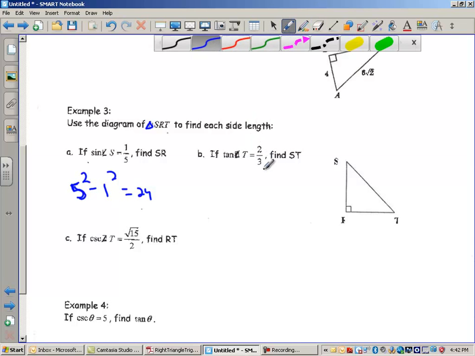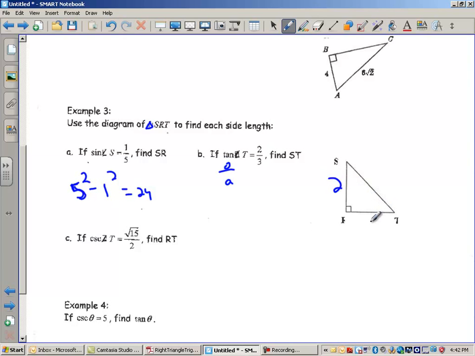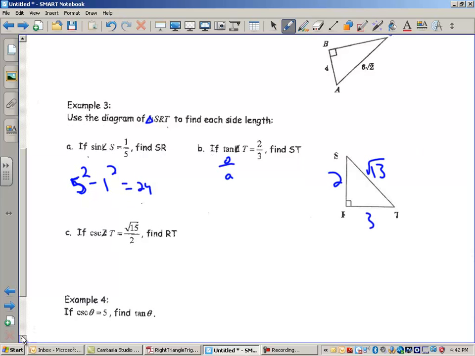If the tangent of angle T is 2/3, so here's T, tangent is opposite over adjacent. So the 2 would have been the opposite from T, and the 3 would have been the adjacent. I'm supposed to find ST. Again, it has to be in the ratio 2 to 3. It might be bigger or smaller than that, I don't know. Finding ST is just the Pythagorean theorem. 2 squared plus 3 squared, that's going to be the square root of 13. So there's ST. You can work C out too.